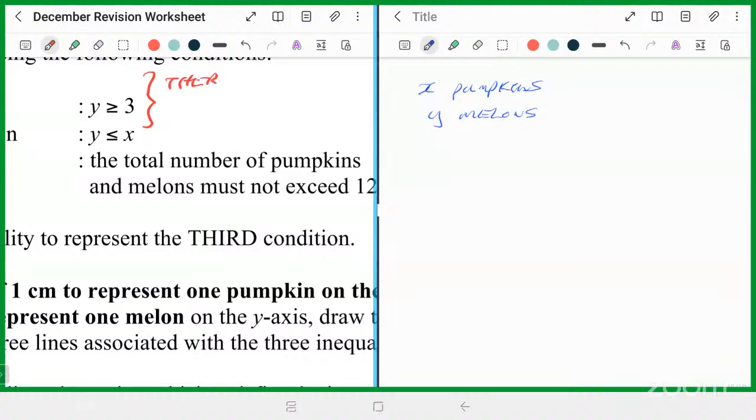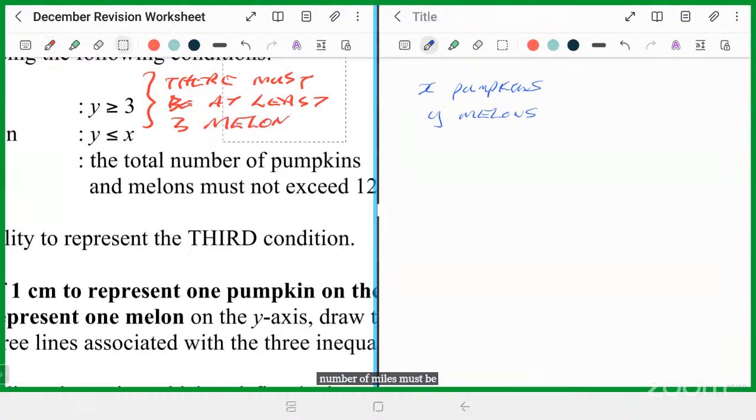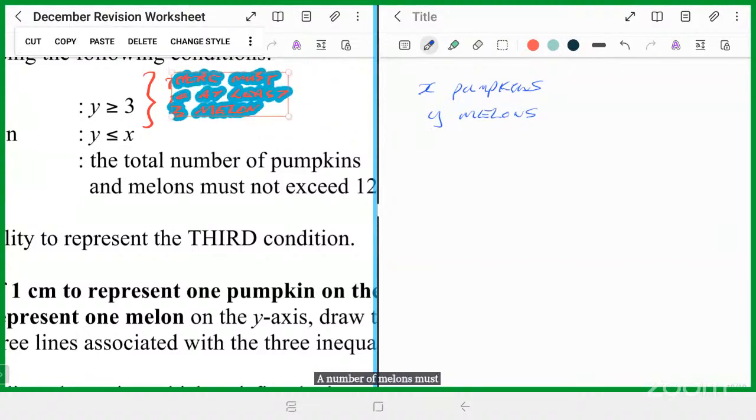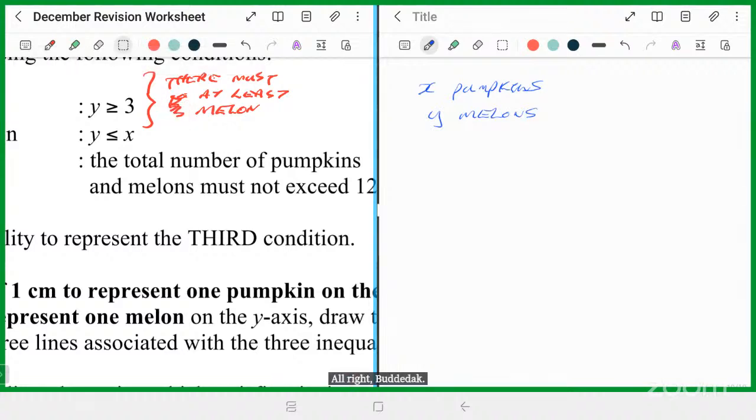There must be at least 3 melons. The number of melons must be at least 3. We'll say that as well. The number of melons must be at least 3. All right, go to that. There must be at least 3 melons.